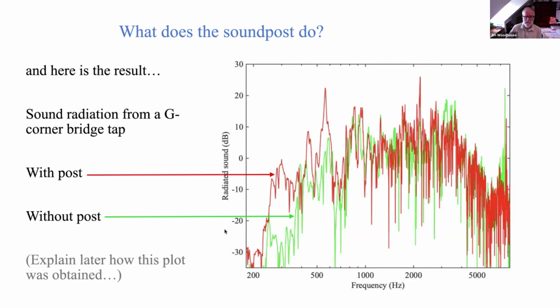I described it as a measurement, but as you will all know perfectly well, the red curve can be a measurement, but the green curve, it's not. You wouldn't want to take an instrument you valued and take the soundpost out with the bridge and the full string tension still on it. So this is a semi-synthesized measurement, which I'll explain right at the end.